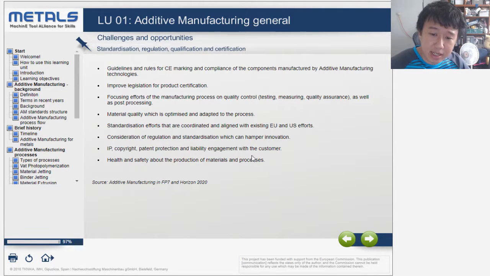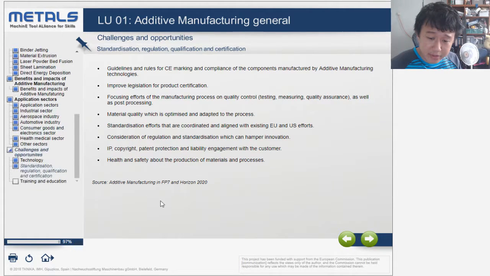sounds right. Standardizations, regulations, qualifications, and certifications. Guidelines and rules for CE marking, compliance, improved legislations. Focusing efforts on manufacturing process, on quality controls, material quality, standardizations. Considerations of regulations, IP, health and safety. Yep.